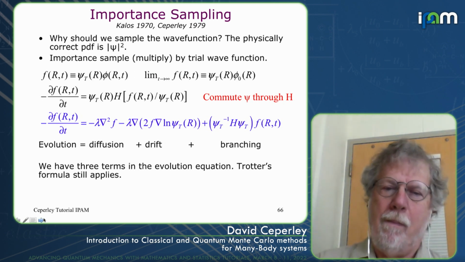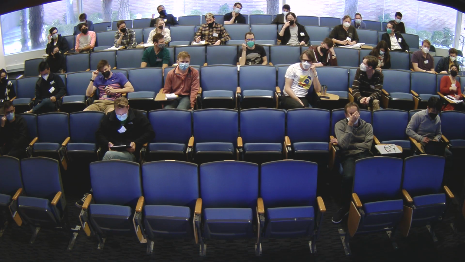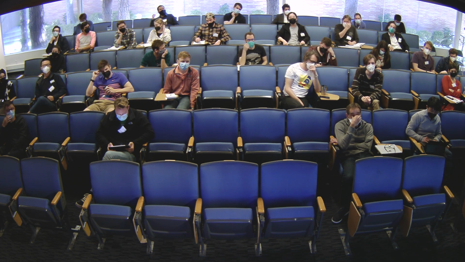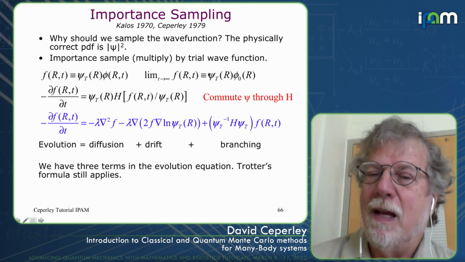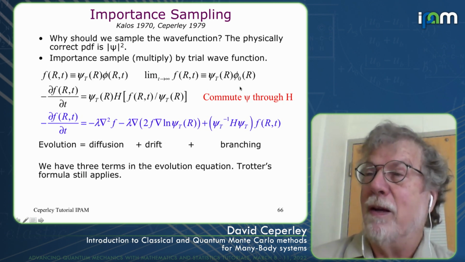Maybe some questions before we move on. Yeah. So basically, by imposing the trial wave function, we turn the wave function into a density, or well, ideally, see, I'm going to come up with the next slide. Your f function now is very much like the square of the wave function. If your psi t was close to phi 0, this would be like phi 0 squared.